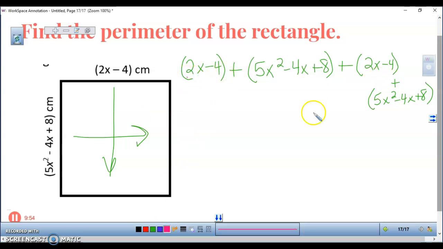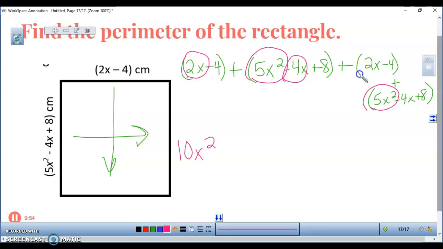You might want to just go ahead and start with your highest exponent, 5x squared and 5x squared. That gives me 10x squared. We'll go to my degree of 1s now. 2x minus 4x plus 2x minus 4x gives me negative 4x. Next, I'm going to do my constants. Negative 4 plus 8 plus negative 4 plus 8 again gives me 8.